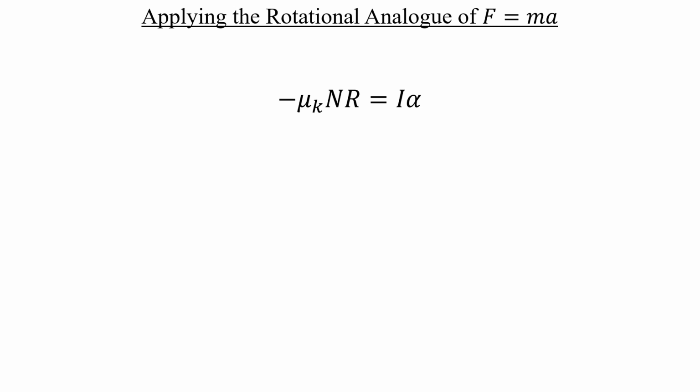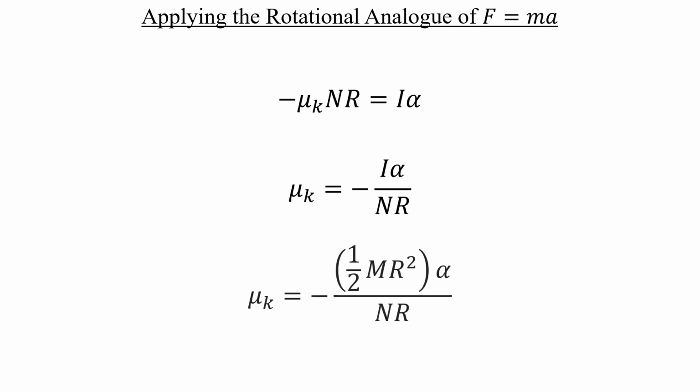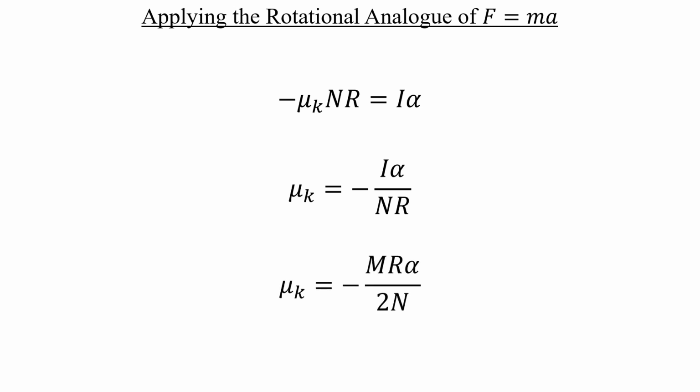We want to isolate the coefficient of kinetic friction, so let's divide both sides by negative N r, and then plug in the definition for the moment of inertia for a disk, 1/2 m r squared. We can slide the 2 from the 1/2 downstairs, and then cancel out a factor of r between the numerator and denominator to get the following. The only thing left now is this angular acceleration term in the numerator.